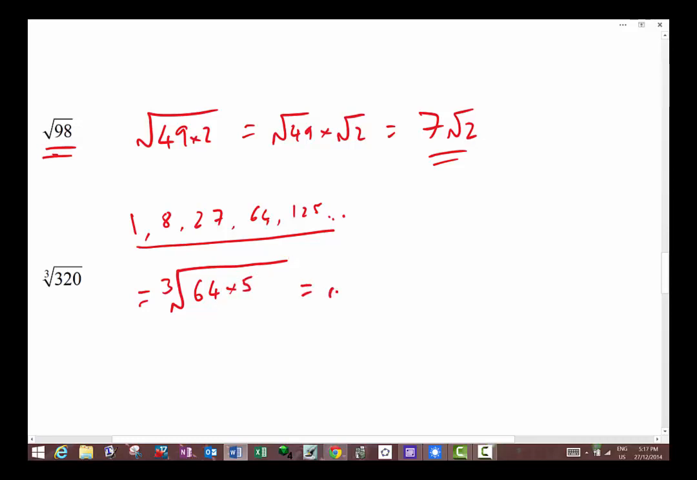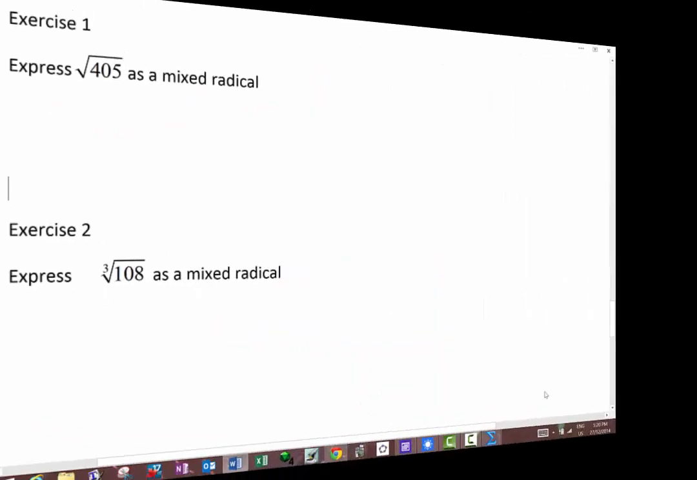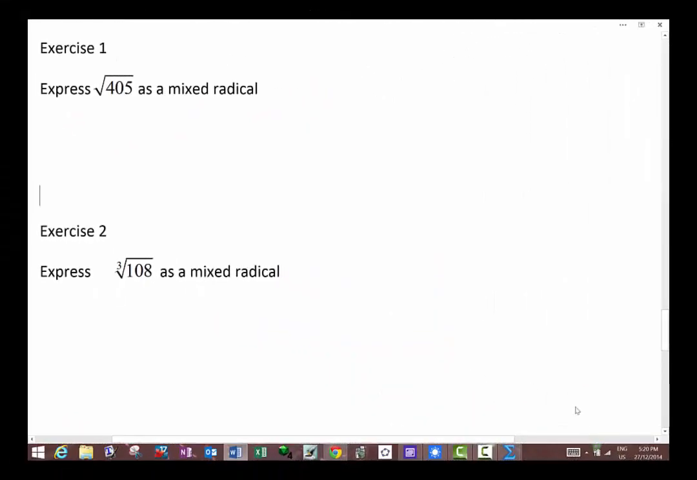So again, breaking this down, this is the same as the cube root of 64 times by the cube root of 5, and the cube root of 64 is of course 4, so the final answer is 4 times the cube root of 5. Well, I hope you think that those examples were clear enough, and I hope that they help you, but of course the best thing you can do is continue to practice. So please pause the video and try these two yourself.